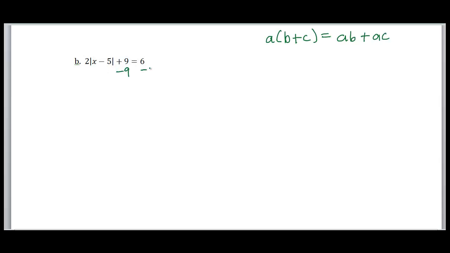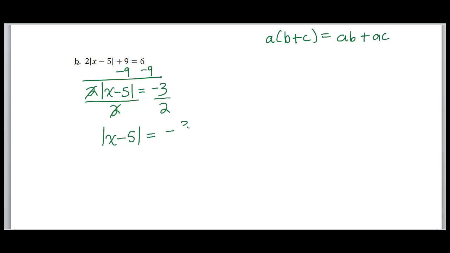First thing you do is subtract 9 from both sides. 2 times the absolute value of x minus 5 equals negative 3. And then we divide both sides by 2 since that's a 2 times the absolute value. We want those 2's to cancel, so we have to divide both sides by 2. And we get absolute value of x minus 5 equals negative 3 halves.